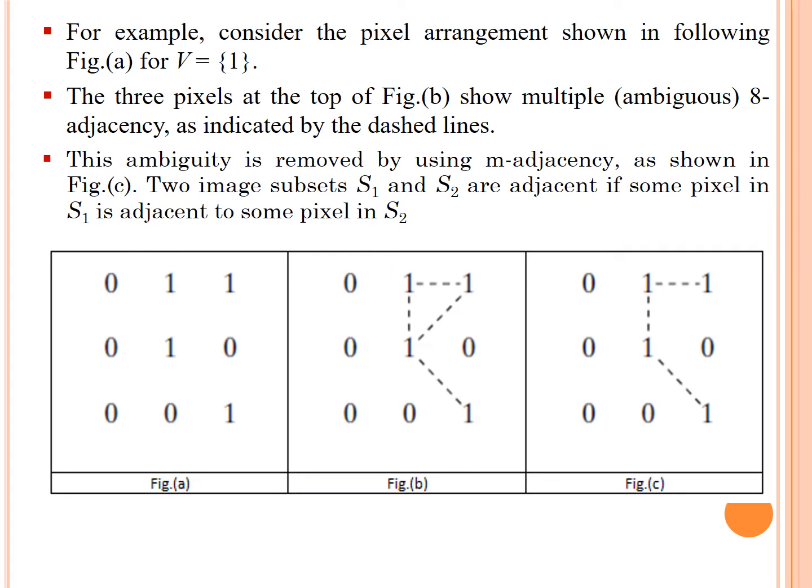For example, consider the pixel arrangement shown in figure A for V equal to {1}. The 3 pixels at the top of figure B show multiple ambiguous 8 adjacency as indicated by the dashed lines. This ambiguity is removed by using M adjacency as shown in figure C. Two image subsets S1 and S2 are adjacent if some pixel in S1 is adjacent to some pixel in S2.